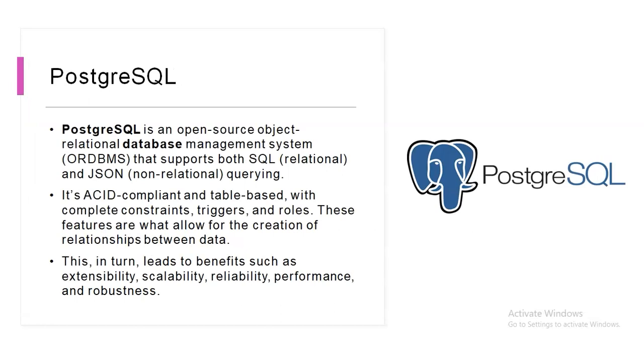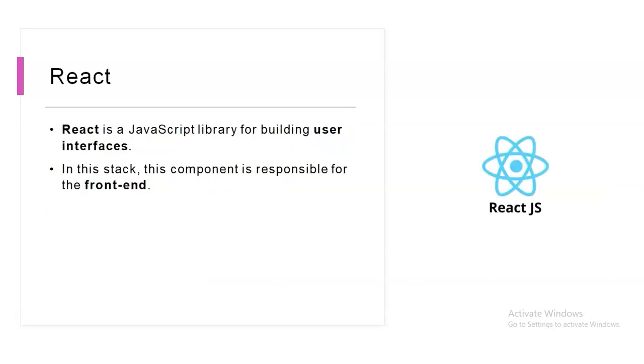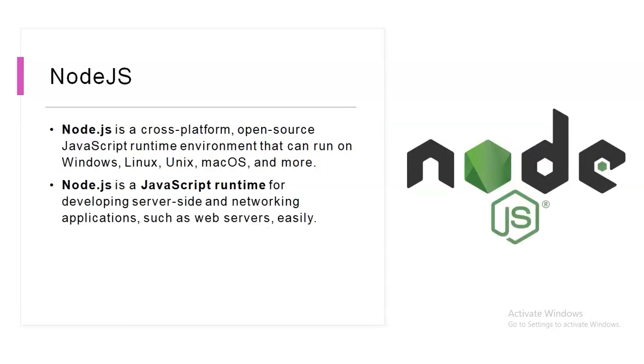PostgreSQL is an object-oriented relational database, a combination of both relational and non-relational actions, so SQL as well as JSON. Express is used to create a backend API for HTTP requests. React.js is a JavaScript library used to build an excellent UI, user interface or web interface, also called a front-end tool. Node.js is a runtime environment for executing JavaScript, supported on all kinds of platforms like Windows, Linux, Unix, and macOS. We choose it to create a web server in the easiest manner.